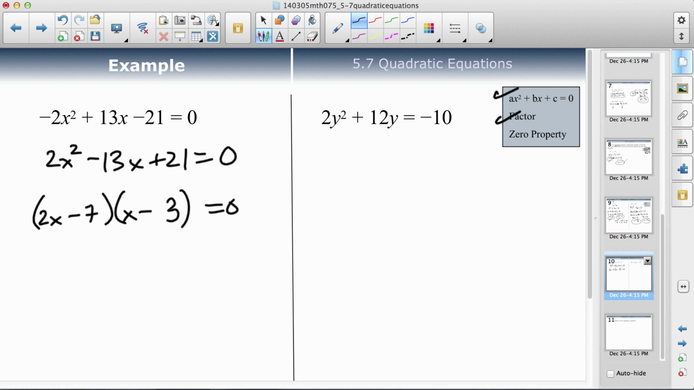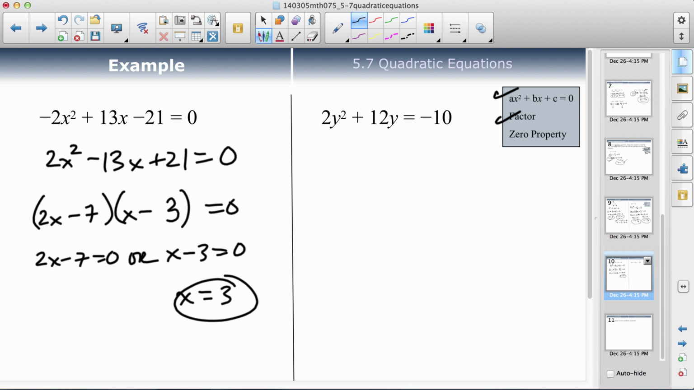So it was equal to 0 already. I factored it. Now let's use the 0 property, which says that times that equals 0. One of them is 0. So 2x minus 7 is 0, or x minus 3 is 0. So this one will be x equals 3. It's one of my answers. This one, add 7 to both sides, divide both sides by 2, and you get 7 over 2. There's my other answer.